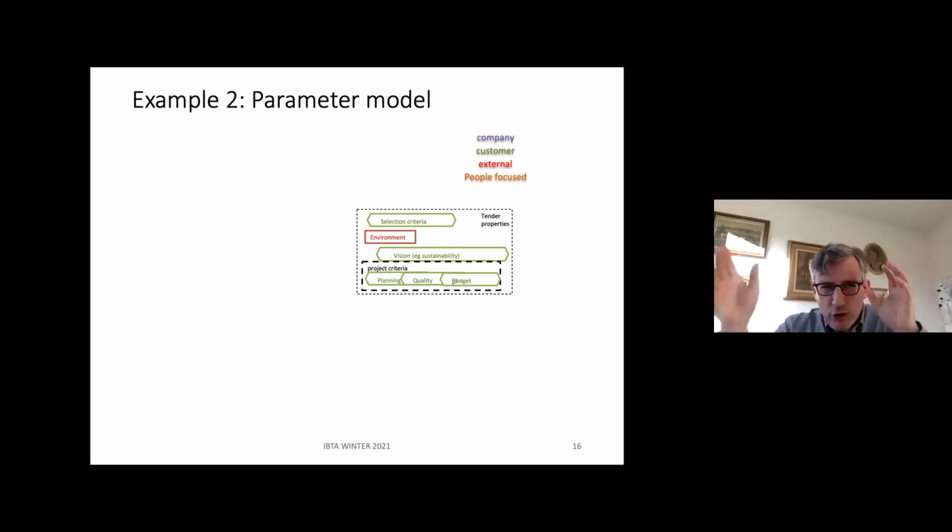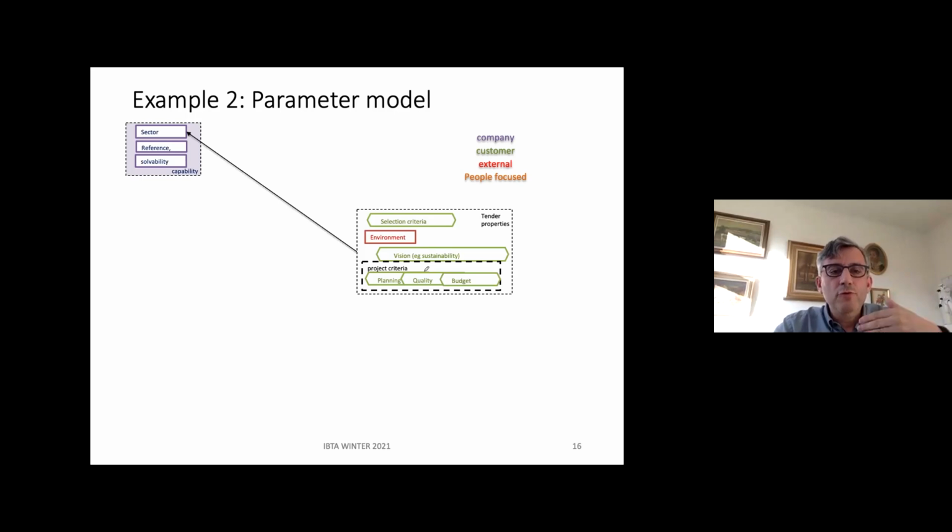Will it be ecological, or will it be innovative, or will it be whatever? And then you need to have a planning, a quality report with all details, and of course a budget. And before you can apply, of course, you need to be allowed to participate for this tender. So there are selection criteria, and this company is okay.